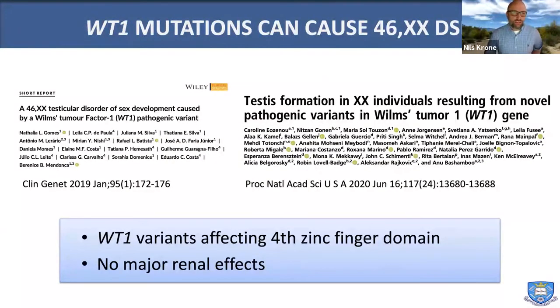The bizarre thing is now that the phenotypic spectrum is expanding. So there are now WT1 variants in a specific area of WT1 where you have people with a 46,XX karyotype who develop into males and develop a DSD. So it's exactly the opposite effect from the classic phenotypes. And in those individuals, until now, no major renal problems have been reported. Some of them had diaphragmatic hernia.